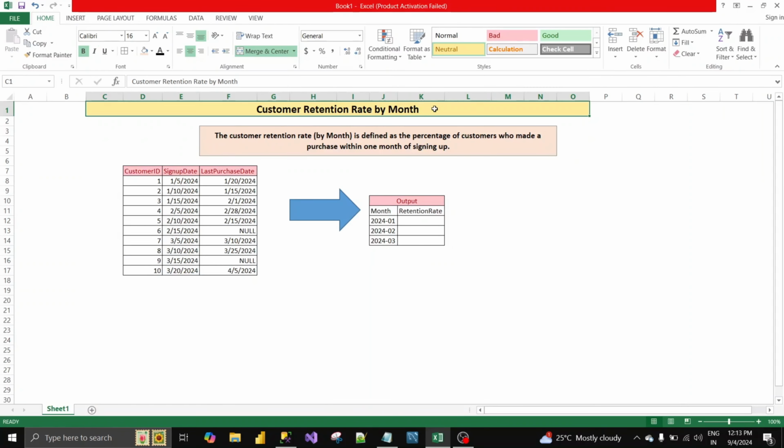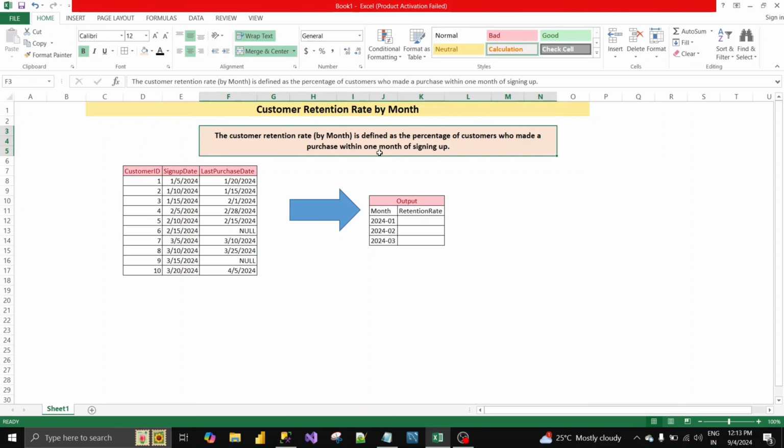Today we will see one of the interesting SQL questions based on the customer retention rate. Customer retention rate means the customers who made a purchase within the same time frame. Here we have to calculate by month. So within the same month, the customers who purchased will be retained. On that basis, we need to calculate the retention rate.